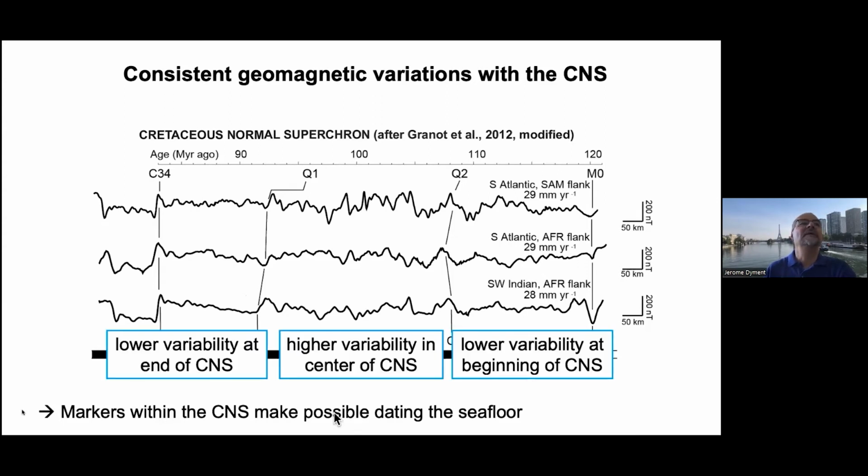Actually, what we see is that there is a lower variability at the beginning and at the end of the Cretaceous normal superchron, with a higher variability in the middle. And we see also that these markers Q1 and Q2 are robust and they can be recognized worldwide. So if we have markers, we can date the seafloor between 80 and 120 million years, which was shown impossible in the early reconstruction, as I was showing you in the small movie before.